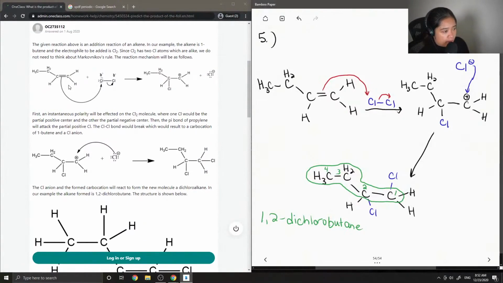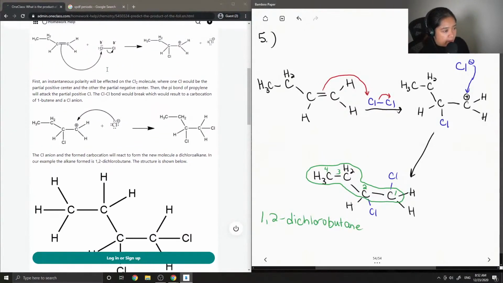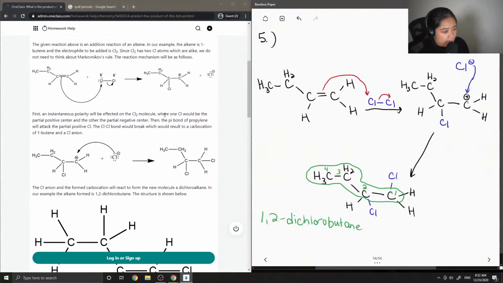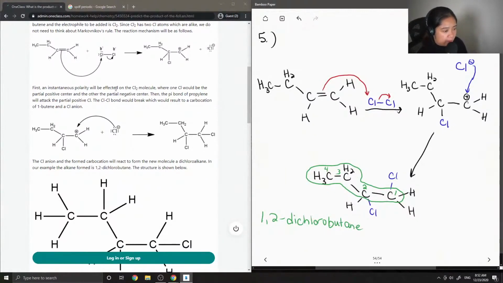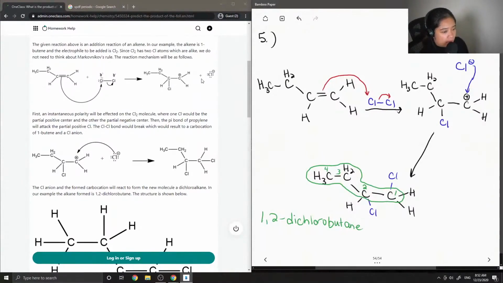Okay, so they have the same kind of mechanism. First, an instantaneous polarity will be affected on the Cl2 molecule, where one chlorine would be the partial positive center and the other the partial negative center. Then the pi bond of propylene will attack the partial positive chlorine, and then the chlorine-chlorine bond would break, which would result to a carbocation of 1 butene and a chlorine anion. Yep, so that's what they got here.